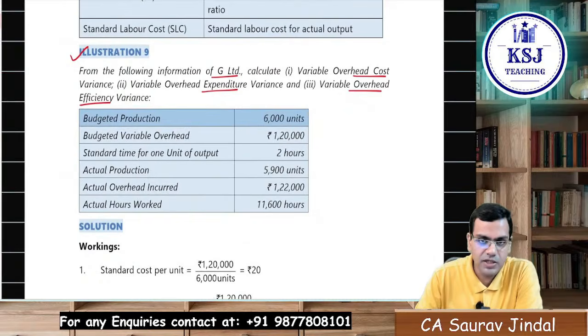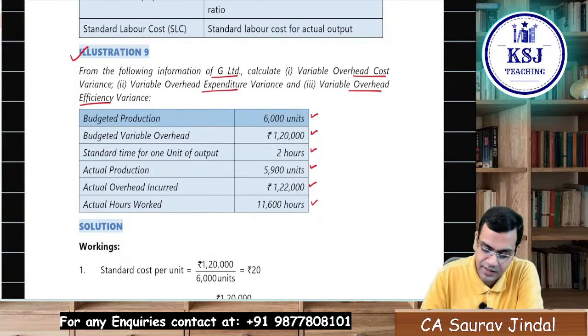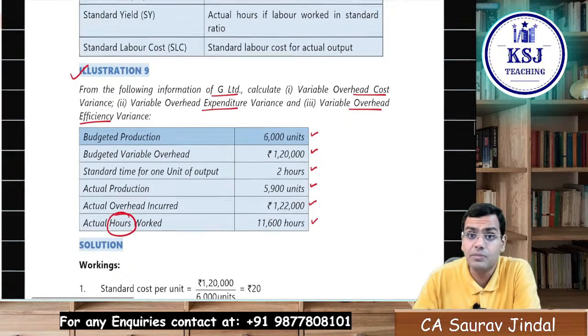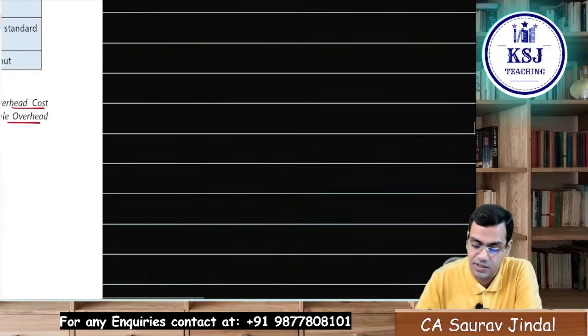The budgeted production is 6,000 units. Budgeted variable overheads are given as 1,20,000. Standard time for 1 unit of output is 2 hours. Actual production is 5,900 units. Actual overheads incurred is 1,22,000. Actual hours worked is 11,600. So again, the hours worked is given. The absorption we are going to do on the basis of hours.